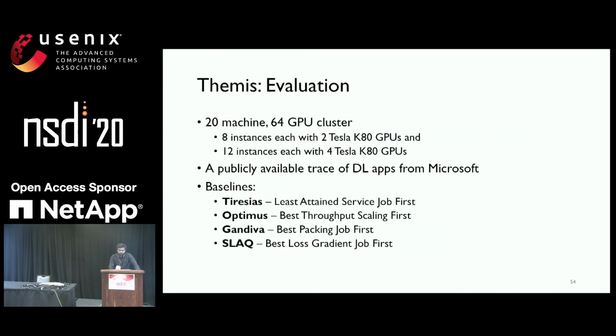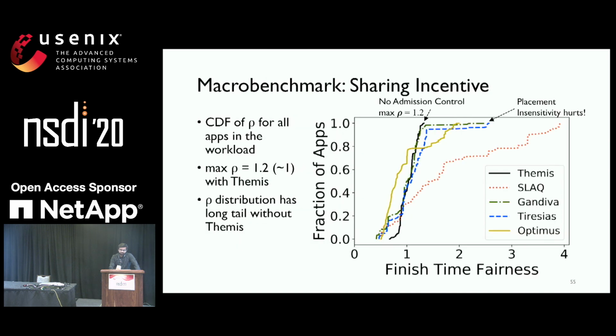For our evaluations, we use a 20-machine 64 GPU testbed, and we use a publicly available trace of deep learning apps obtained from a GPU cluster at Microsoft. For our baselines, we compare against Tiresias, Optimus, Gandiva, and Slack. We first look at sharing incentive.